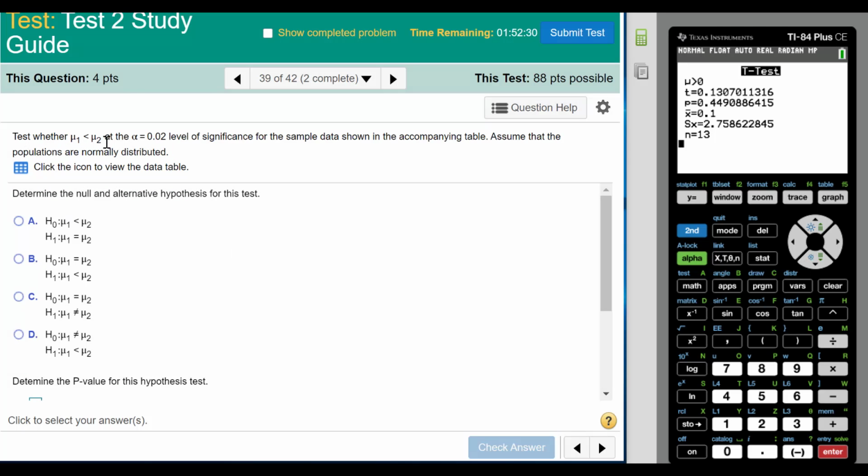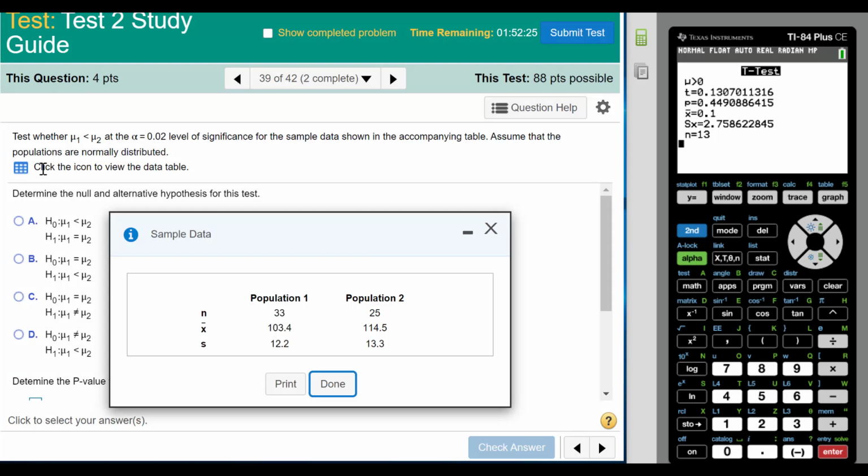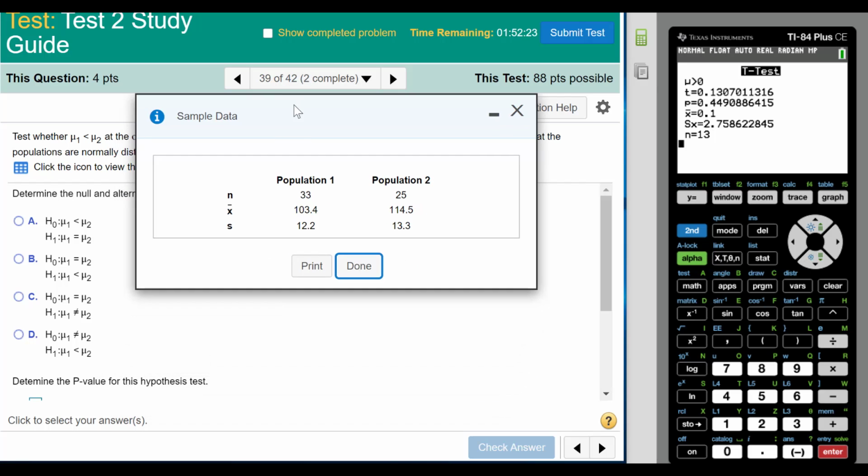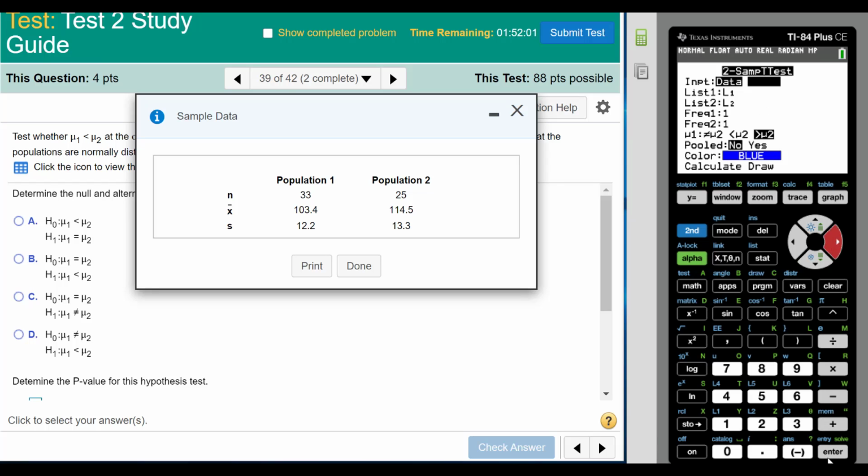Test whether mu1 is less than mu2 at the alpha equals 0.02 level of significance. Okay, it's just straightforward. So we need to use a two sample t-test, and let me show you how to do that. So you go to stat. Since you have two means, we're testing the difference between two means. So tests, this one, guys, enter. I don't have data, I have summary here, so it gives me summary of the data.